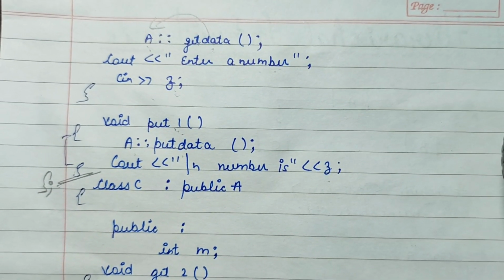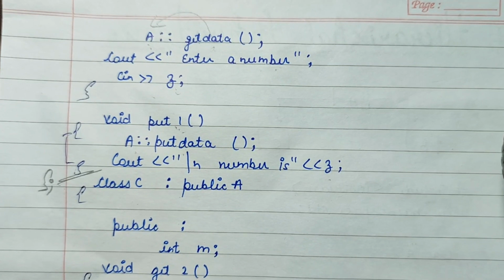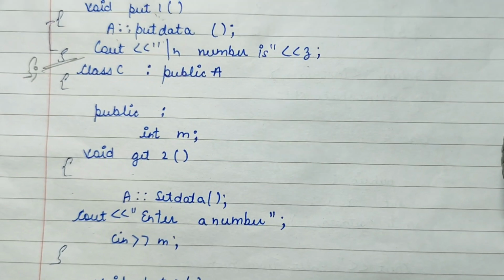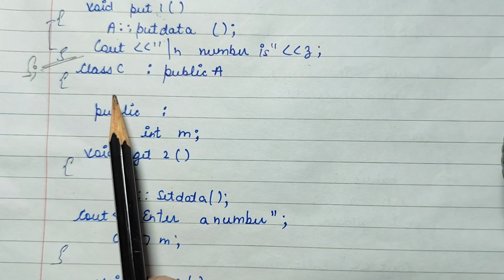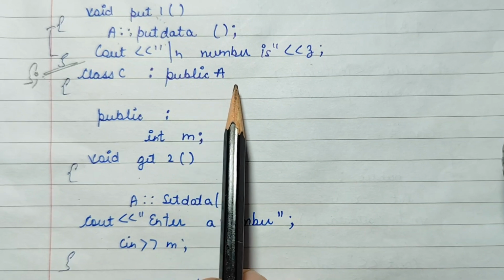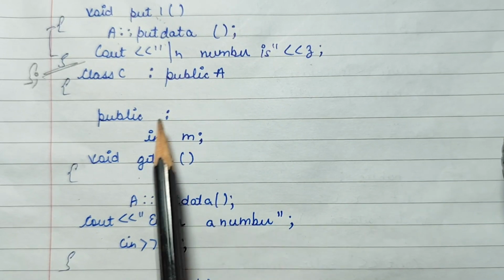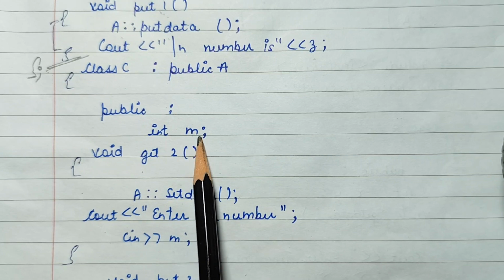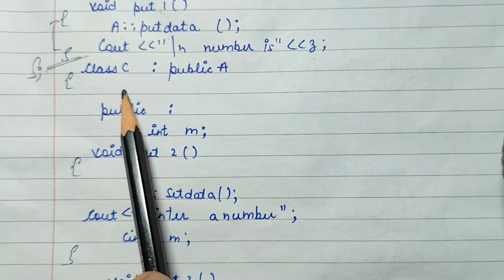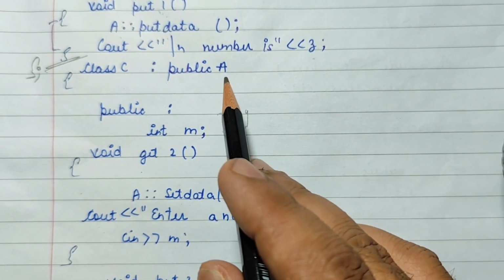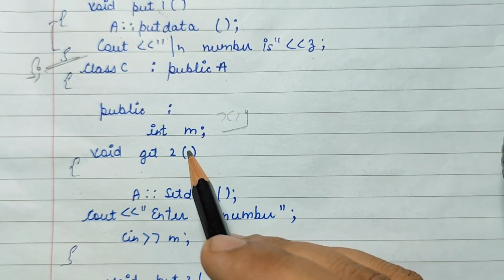Okay. Now I derive a new class C. This class C is derived from base class A. Class is a keyword, C is the name of the derived class, public is the visibility mode, and capital A is the base class name. Now in the public section, I declare this m data member. This m data member belongs to the derived class C, and x and y are also shifted from class A because public goes to public.